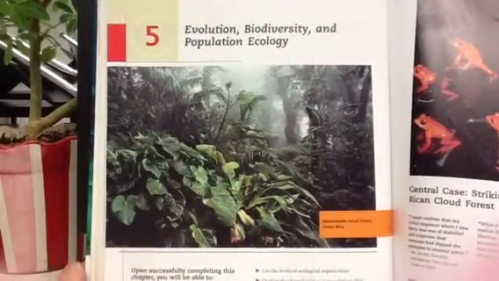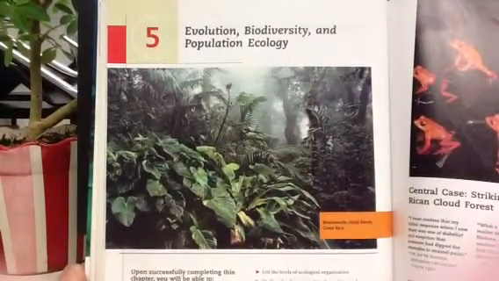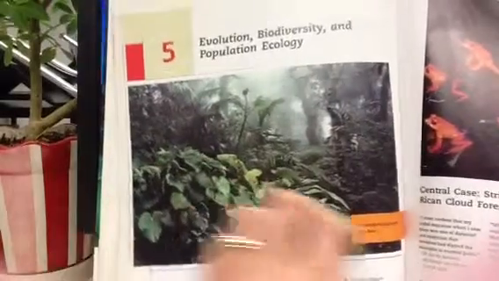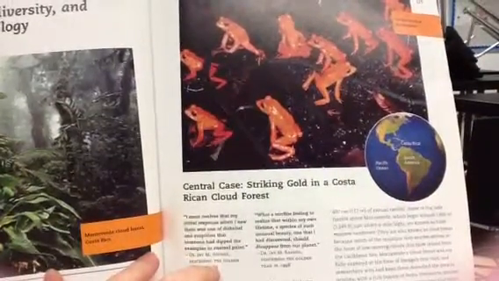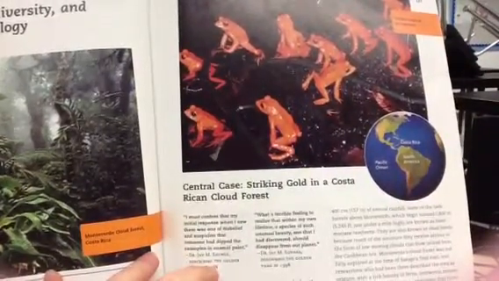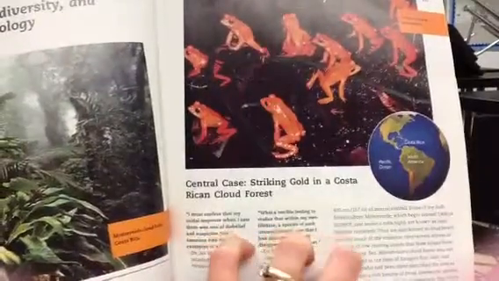Chapter 5, Evolution, Biodiversity, and Population Ecology. The central case for this chapter is the golden toads of Monteverde. And we don't really need to know that much about the case study for your exam.